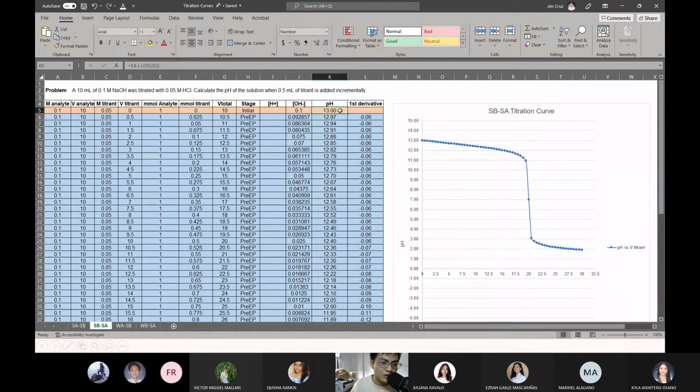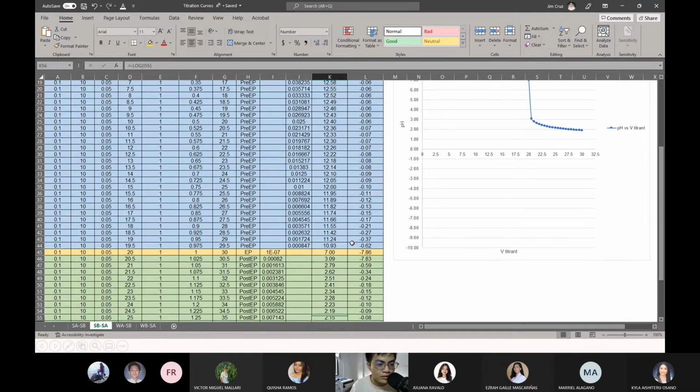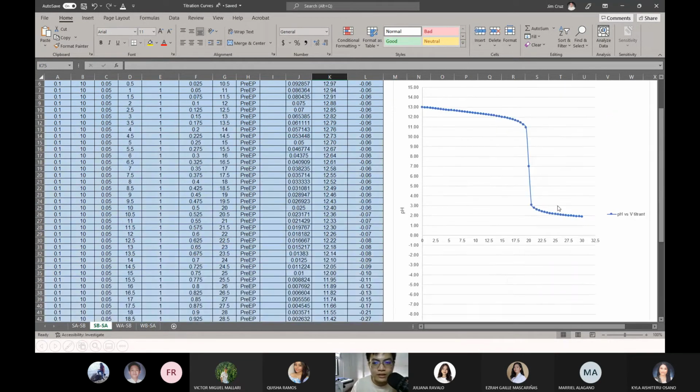naka-generate ako ng pH. So, ito daw yung pH. As you can see, it decreases, until it reaches pH 7 for the endpoint. And then, adding more acid will cause it to drop further. Kaya naging ganyan yung curve.